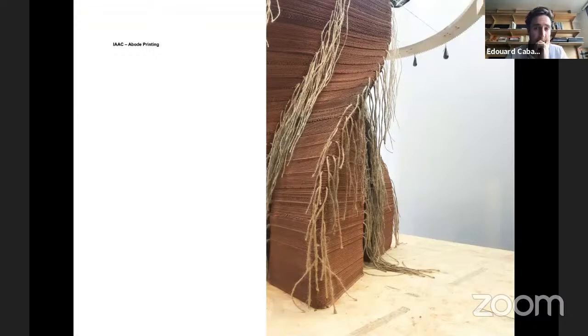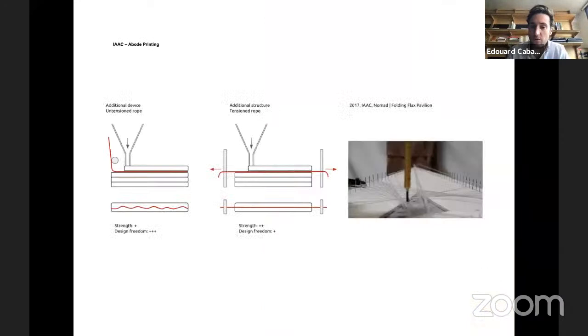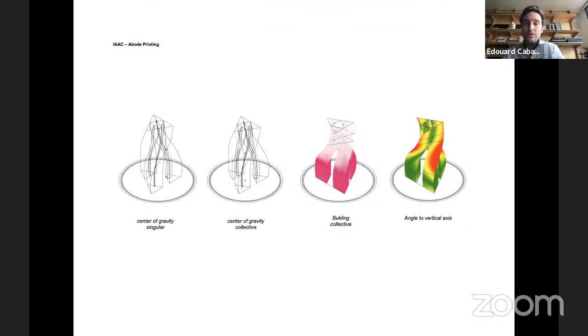Another way might be to include fibers within printing, right? So working very precisely with a system that enables us to lay fibers within the different layers of printing can lead us to create much more cantilevering surfaces.